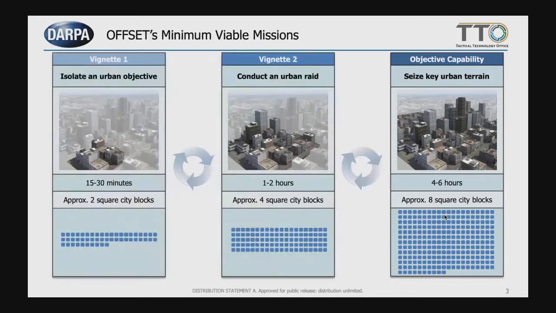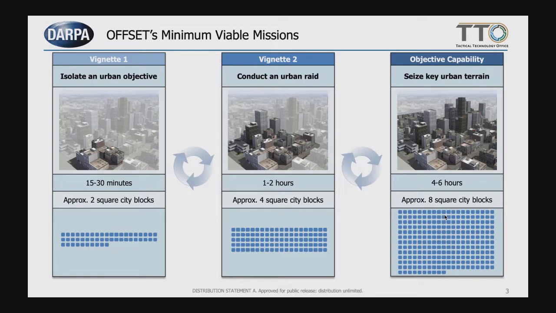And so we have structured this program to go through the development cycle in the context of minimum viable missions. We've broken that up into 3 vignettes, straight from the warfighting pubs for how to conduct military operations in urban terrains. And so phase 1 of this program focused on isolating an urban objective, smaller scale, smaller team, really focusing on an ISR, kind of a surveillance and intelligence collection type of a mission.